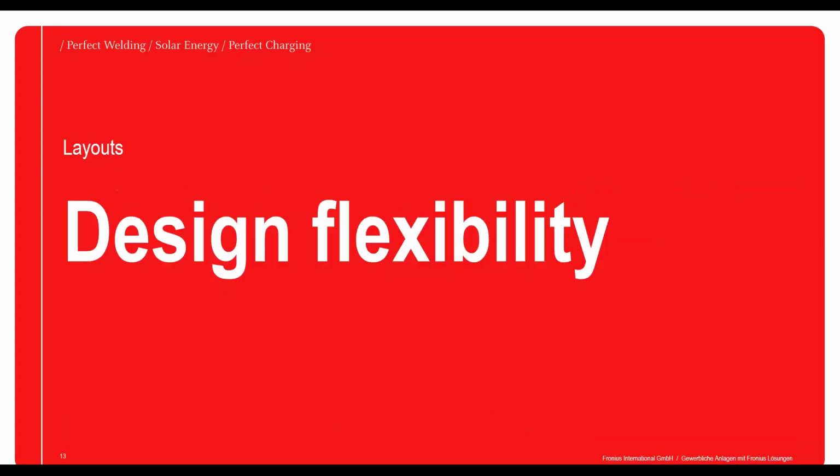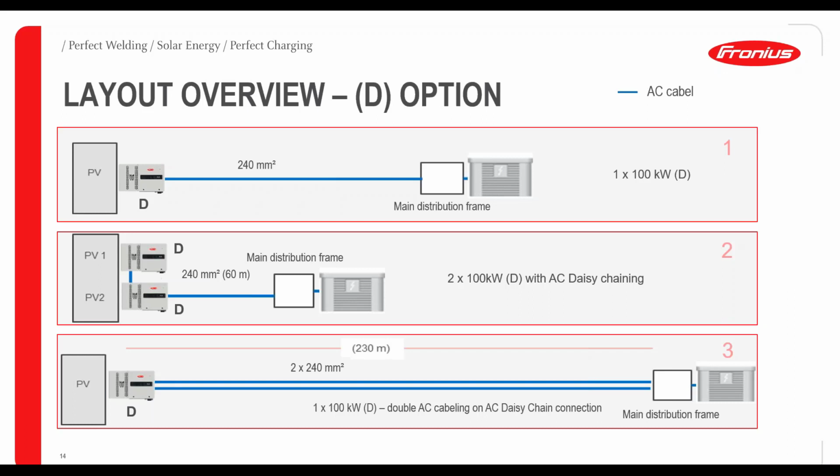So let's step ahead and take a closer look now at the design flexibility. So now I want to show you some examples here. First of all, let's take a look at the D option, so direct connection with MC4 plugs, which is possible with the Fronius Tauro. 3 of these examples I want to show you here. The first one on top would be a simple solution. We have installed the Tauro near the PV system, near the modules, and then run a long AC cable with 240 square to the main distribution frame.